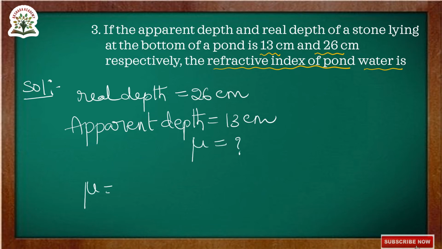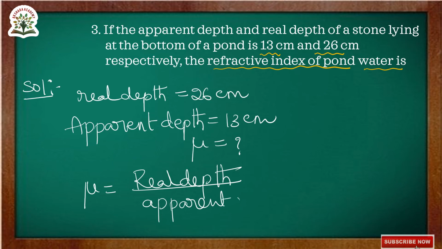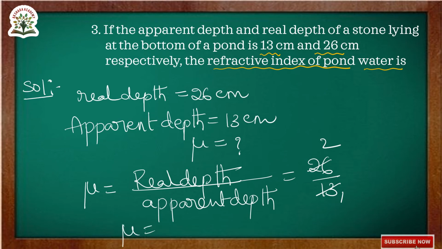Mu is equal to real depth by apparent depth. Substituting the values, real depth they gave as 26 and apparent depth 13. 13 ones are 13, 13 twos are 26. So mu is equal to 2. This is the refractive index of pond water. Mu is equal to 2. This is the final answer.